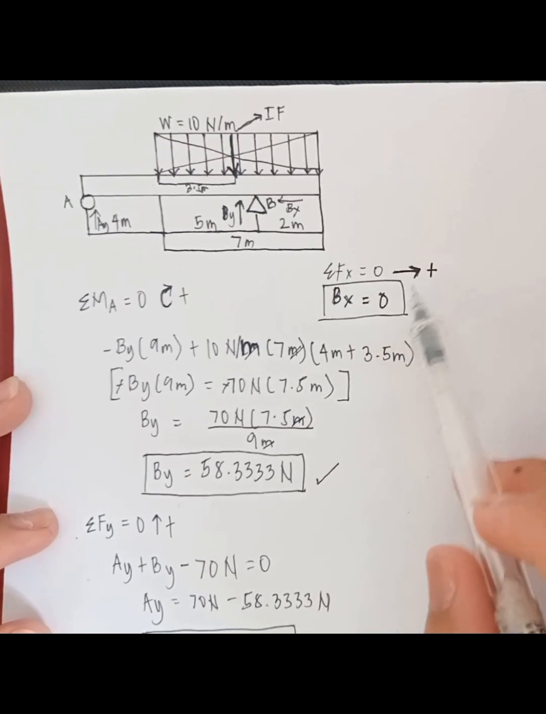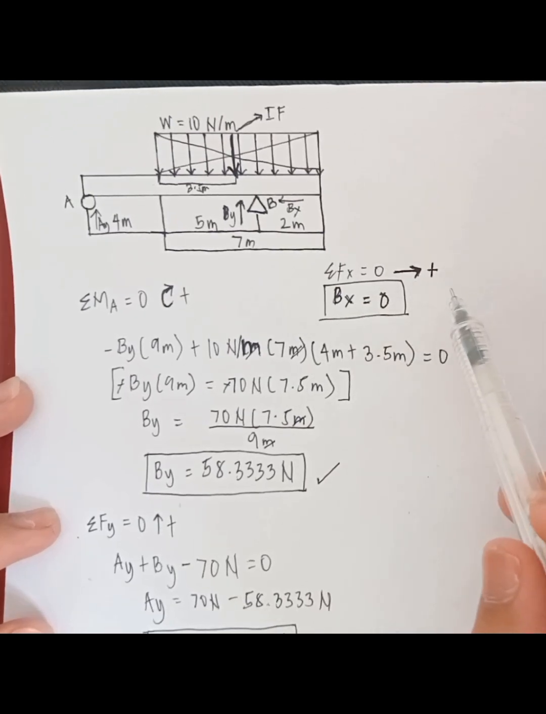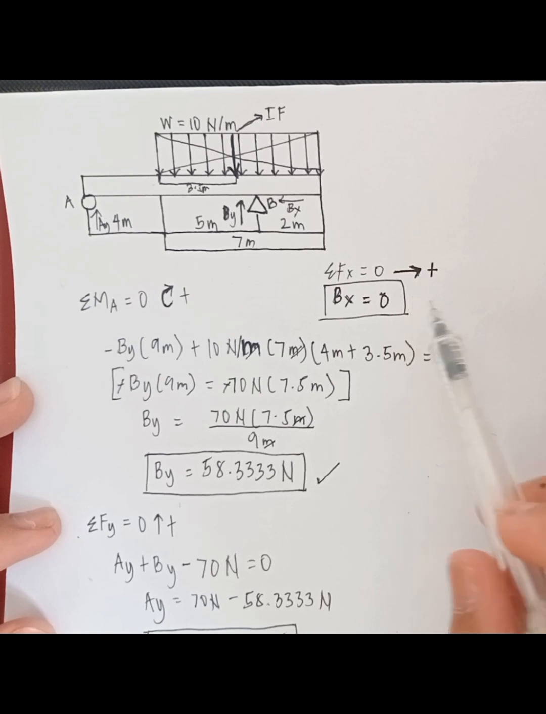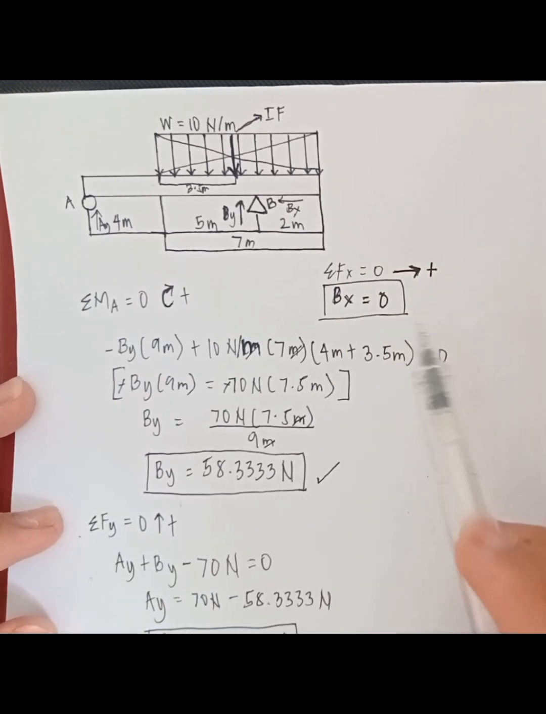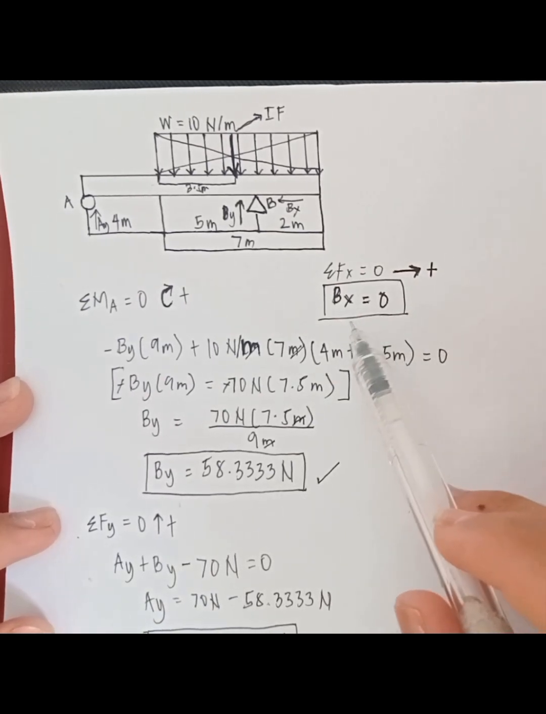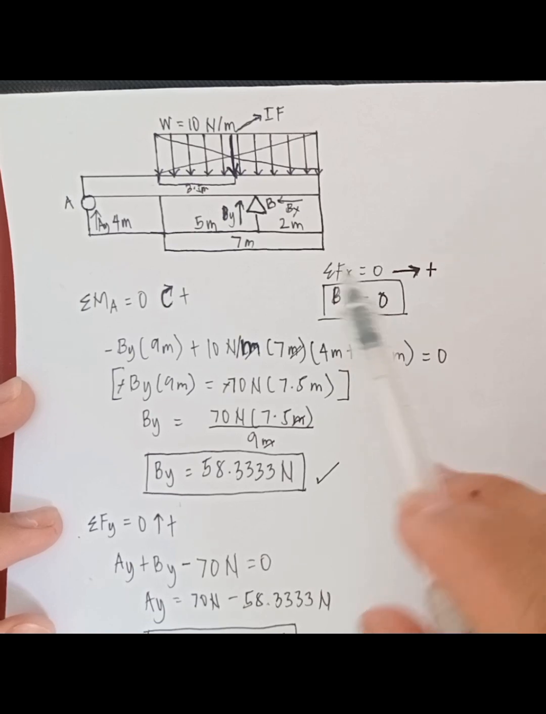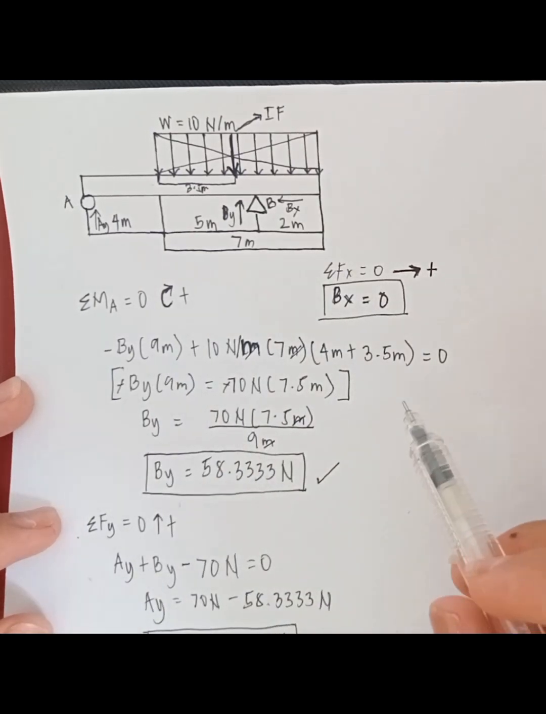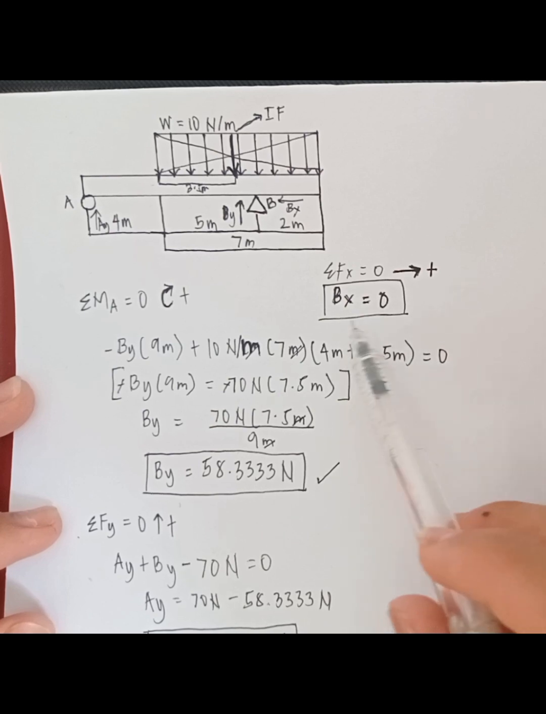Okay, now we can solve for Bx by using summation of Fx equal to 0. Then assume that all forces going to the right must be positive. Since there is no load or force in the horizontal direction, we can say that Bx is equal to 0.